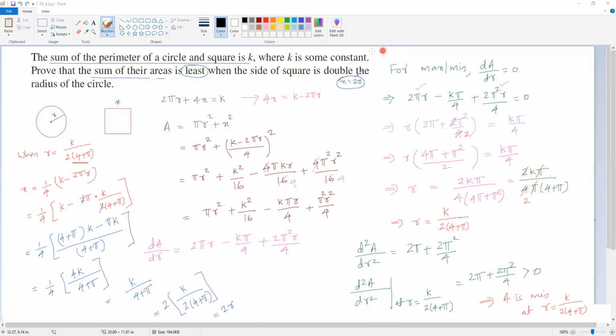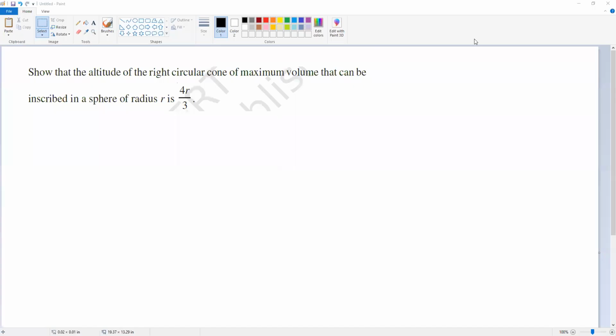Okay, we will go to the next question. Another question. Show that the altitude of the right circular cone of maximum volume that can be inscribed in a sphere of radius r is 4r by 3. So here altitude of the right circular cone of maximum volume that can be inscribed in a sphere of radius r.